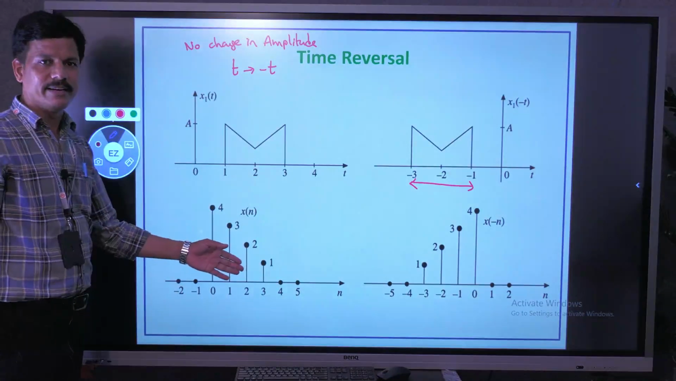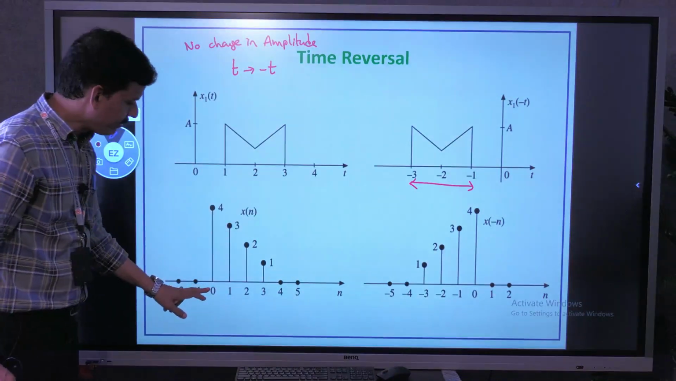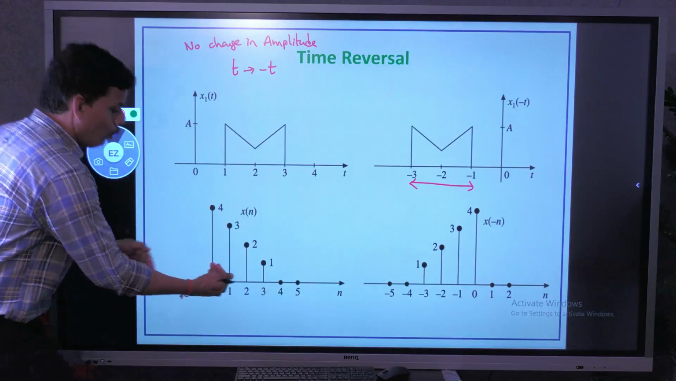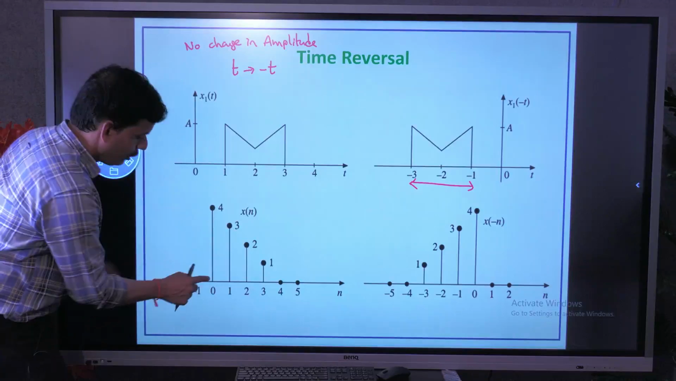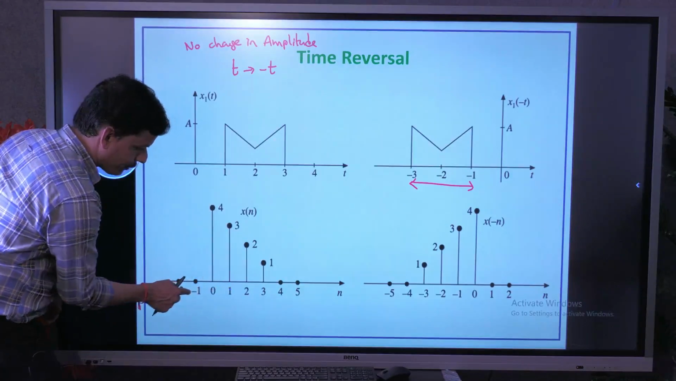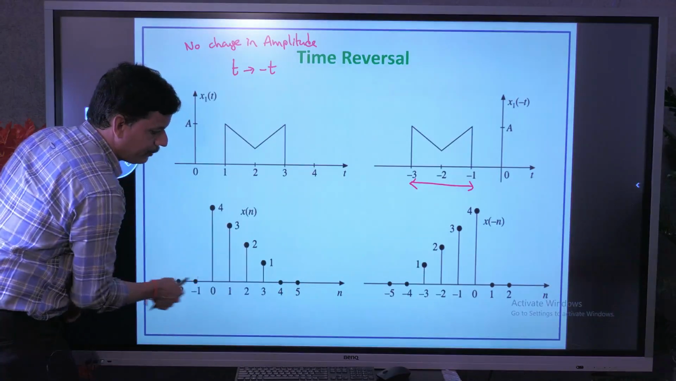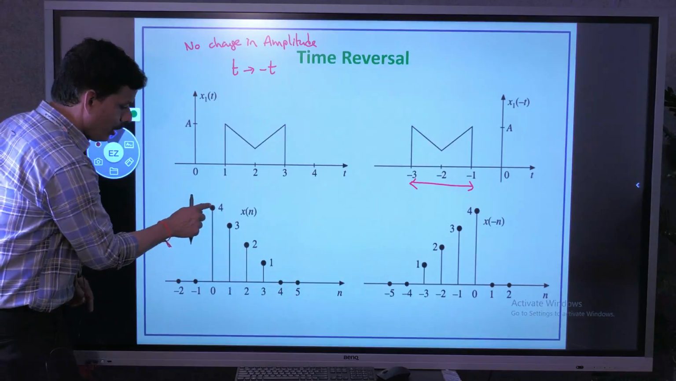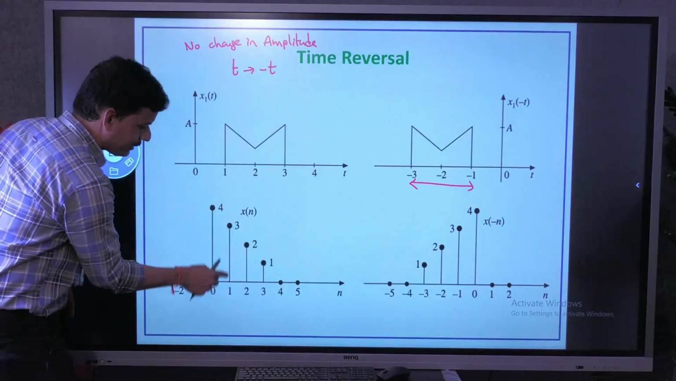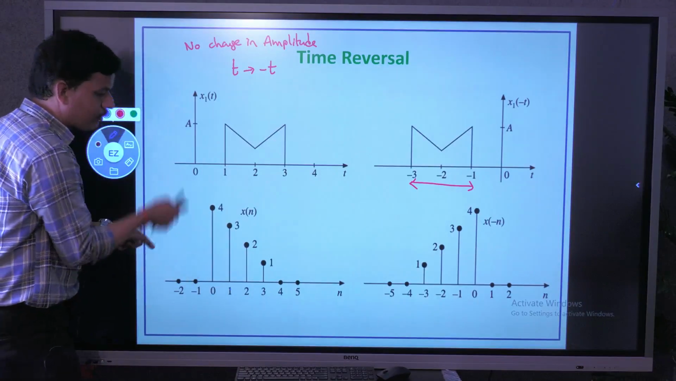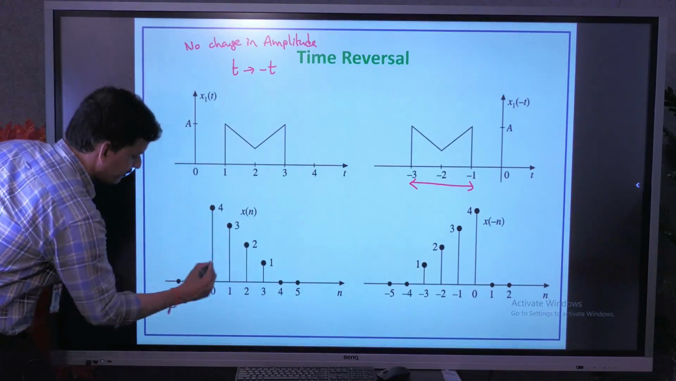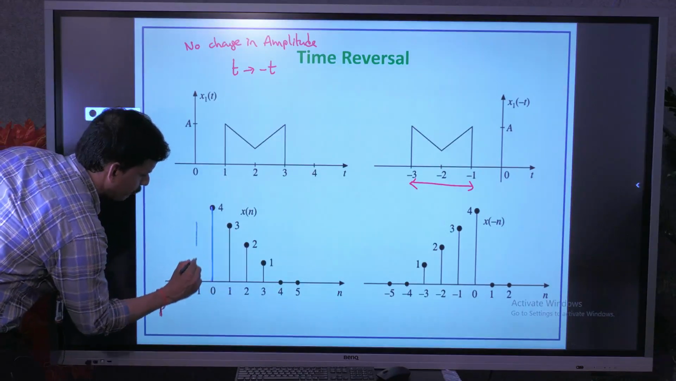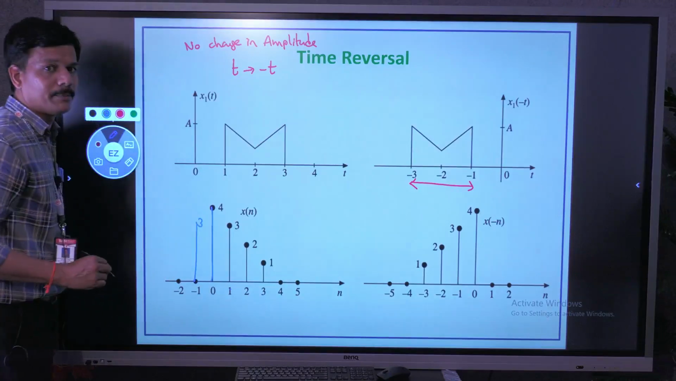Similarly, you can see a discrete time signal x of n, it ranges from 0 to 4. Only time values are reversed. 0 becomes 0, 1 becomes minus 1, 2 becomes minus 2, 3 minus 3, 4 minus 4, but there is no change in the amplitude. Here at 1 the amplitude is 3, at minus 1 also amplitude is 3. It means at 0 no change, at 3 same amplitude, amplitude 3 only, not minus 3.